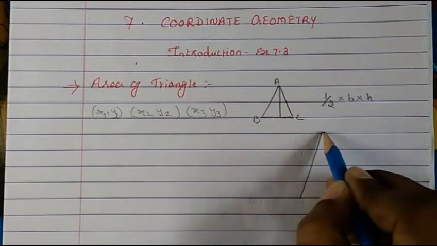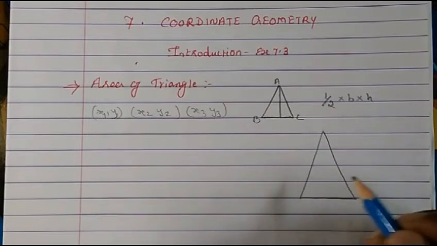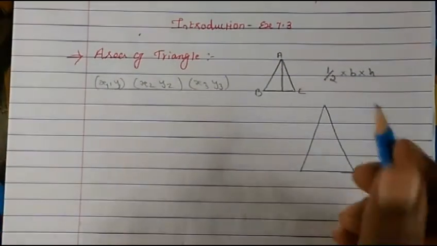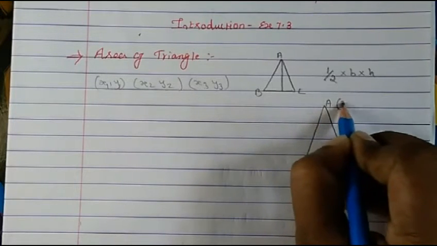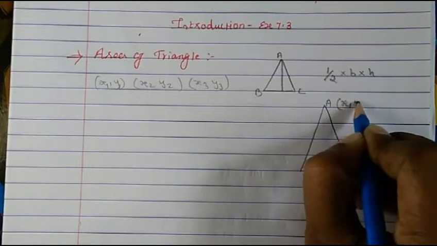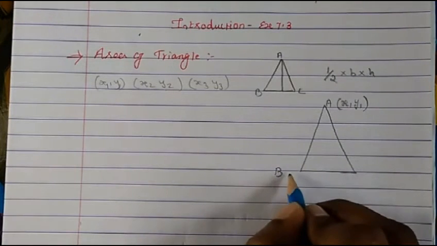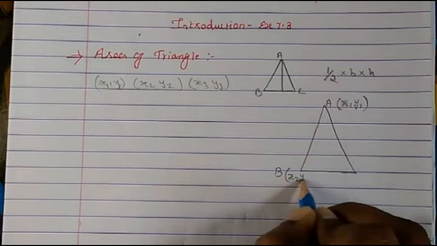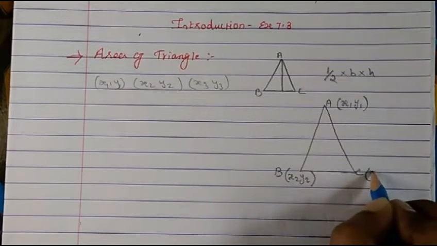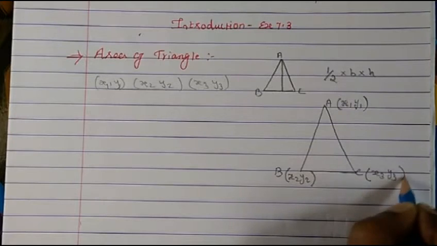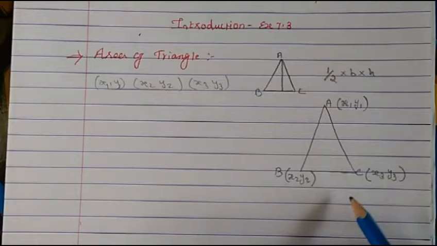To find out the area of the triangle, coordinates are given to us. For point A, the coordinate is x1 and y1, point B has coordinate x2 and y2, and point C has coordinate x3 and y3. Here, numbers will be given to you; we just give the variables.